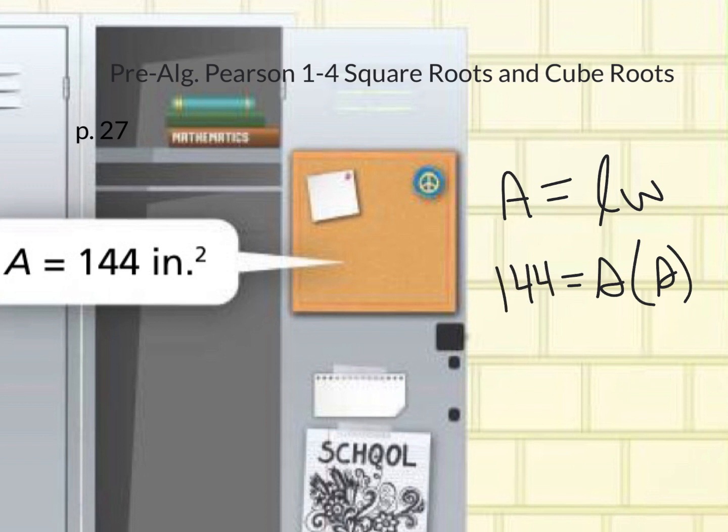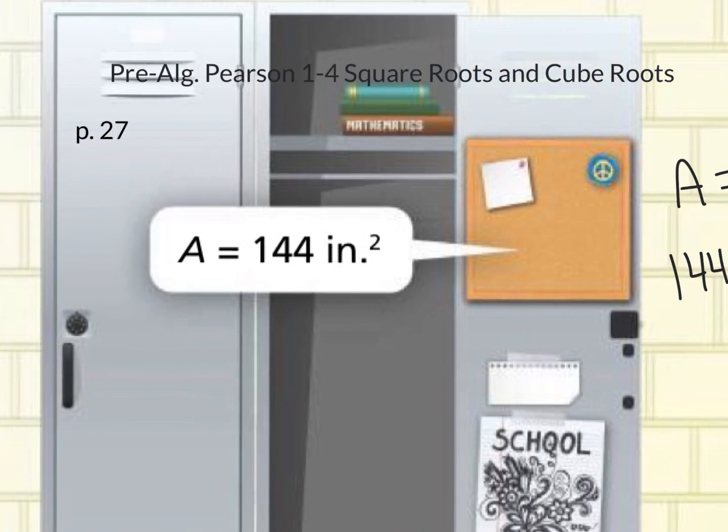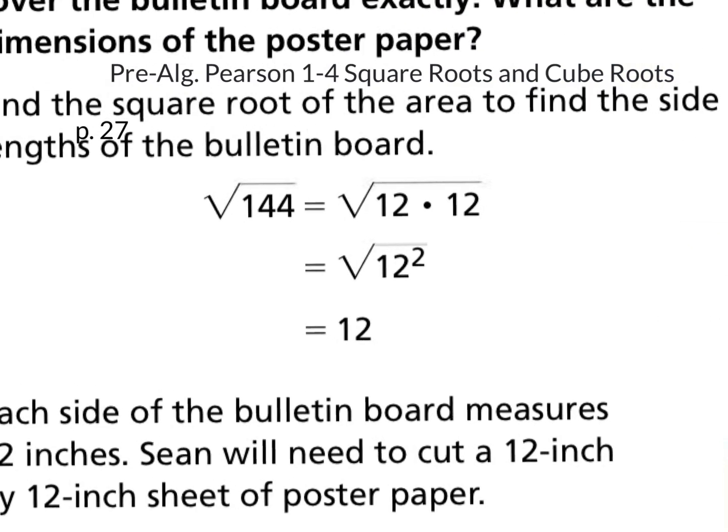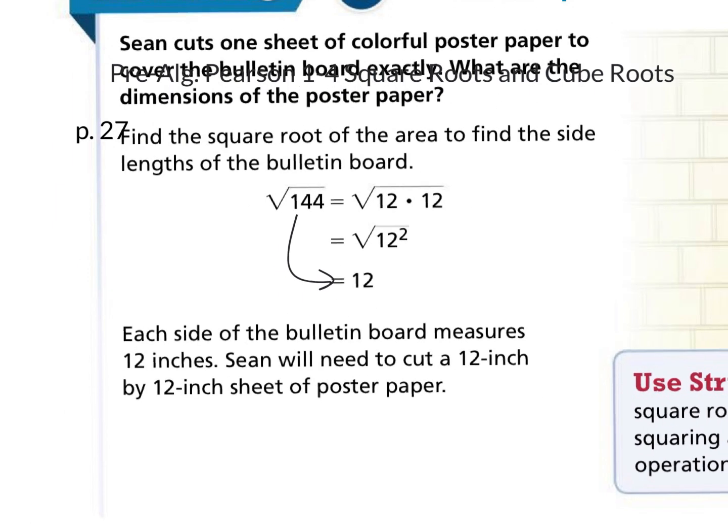And so that means really we're looking for the square root. A number times itself that equals 144. That sounds like the square root of 144. And so if we think about that, a number times itself that equals 144 would be 12. 12 times 12 is 144. So this would be a 12-inch by 12-inch square is what we would need to exactly cover that.